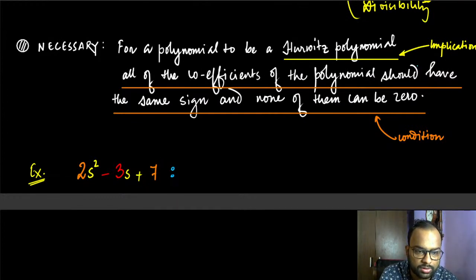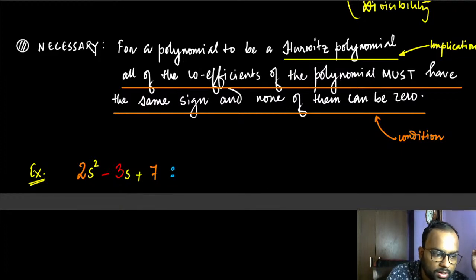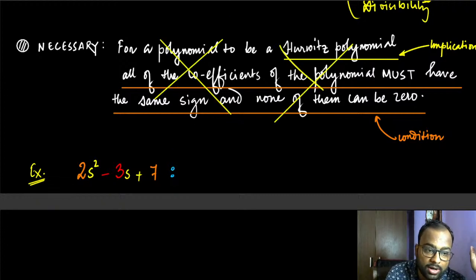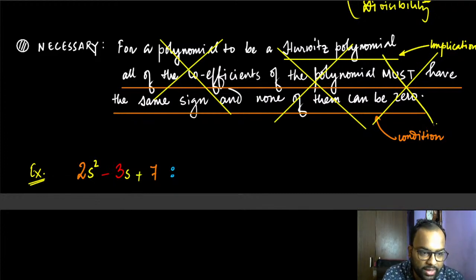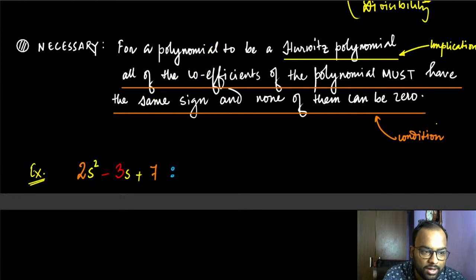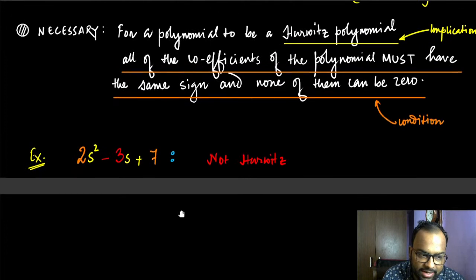Rather, here instead of "should have," I should say "must have." So it is not a Hurwitz polynomial, right? Just hold on. I'm going to write it in a more rigorous mathematical way. Don't write it down in case you are writing it down, but of course the handouts will be available. So this is not a Hurwitz polynomial. The conclusion is it is not Hurwitz, because it is violating the very necessary criteria.